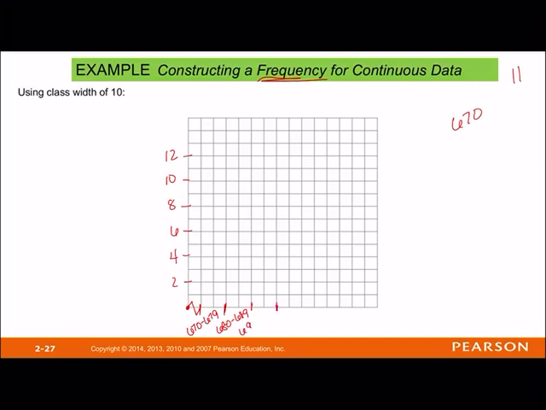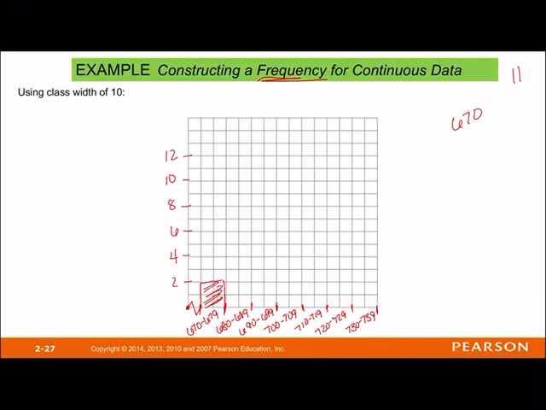Then 690 to 699, 700 to 709, 710 to 719, 720 to 729, and 730 to 739. For 670 to 679, you have 2, so you're going to go up to 2. And again, draw your bar.